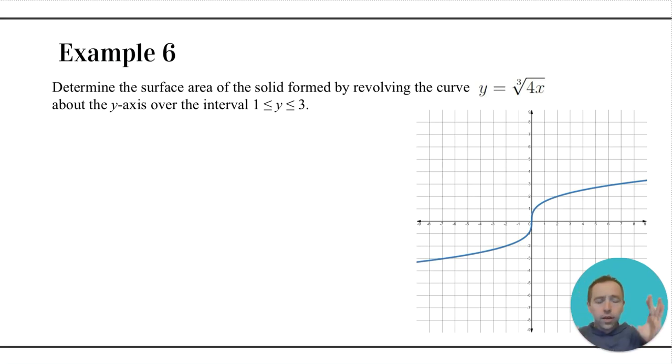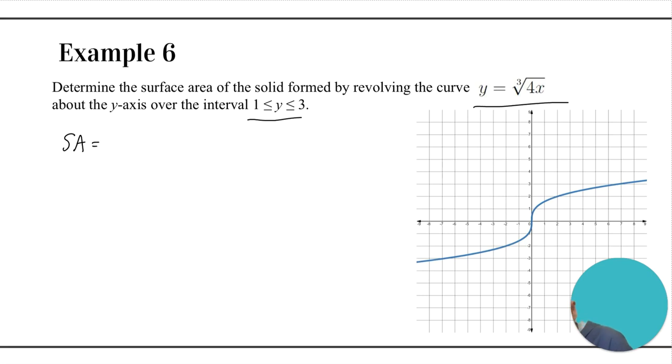So with this problem as it's given, we want to determine the surface area of a solid formed by revolving the curve y equals the cube root of 4x about the y-axis over the interval from 1 to 3 in y. It would make most sense to do this in terms of y since you're revolving over the y-axis. The interval is 1 to 3, and it's pretty easy to solve for x alone in terms of y. So that would make the most sense, right?